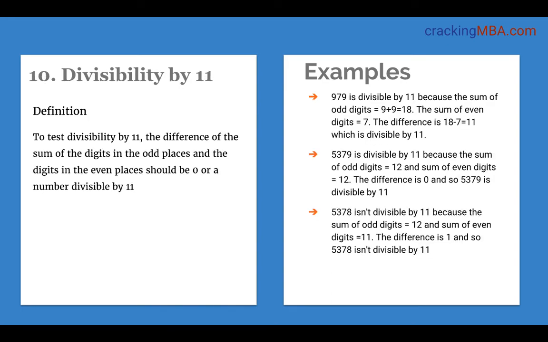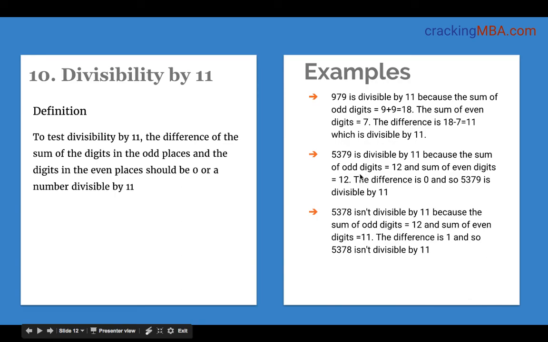Divisibility by 11 requires that you take the sum of all the digits in the even positions and the sum of all the digits in the odd positions, and take the difference. Whether it's positive or negative doesn't matter. See if the difference is either 0 or a multiple of 11. Let's take an example. 979 is divisible by 11 because the sum of the odd digits is 9 and 9, which is 18, and the even digit is 7. If you subtract 18 minus 7, that is 11, and that is divisible by 11.